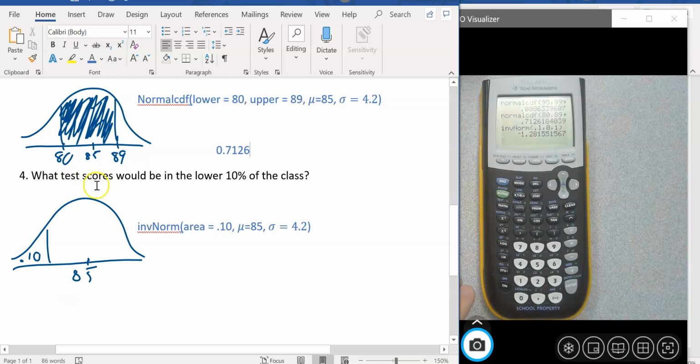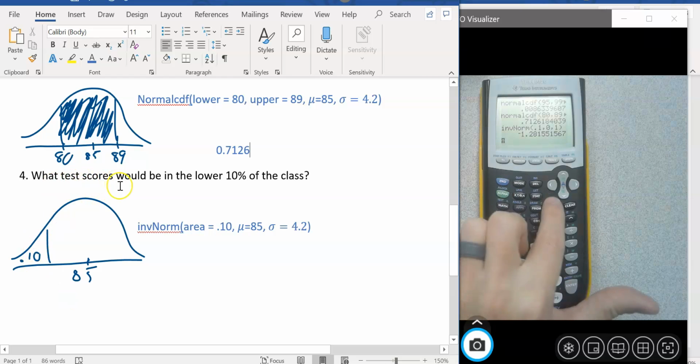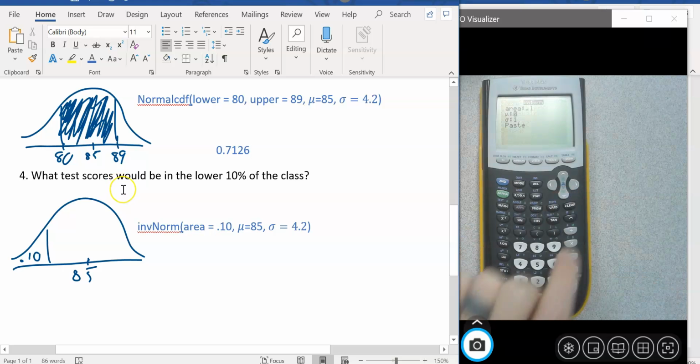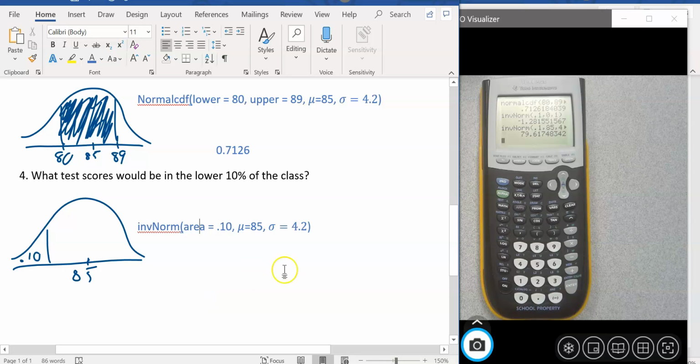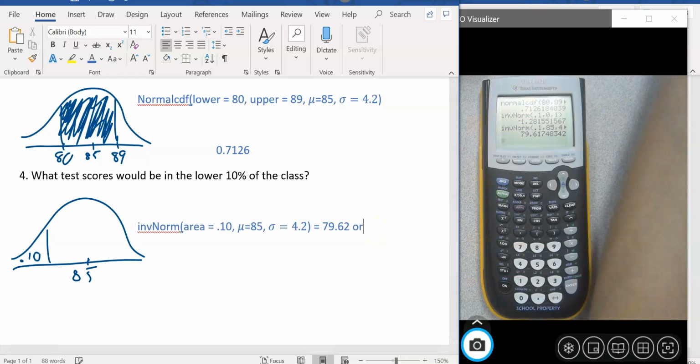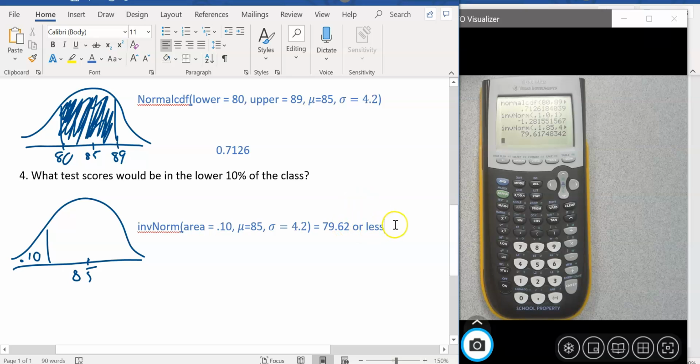But we don't want the z-score, we want the test score. So if you go back into that, all we have to do differently is change mu and standard deviation to our test score mu and standard deviation. Hit enter, and we get an answer of 79.62. So a test score of 79.62 would be at the 10th percentile. They want to know what scores would be in the lower 10%, so anything at 79.62 or less. And that's how you use normal CDF and inverse norm on the TI-84.